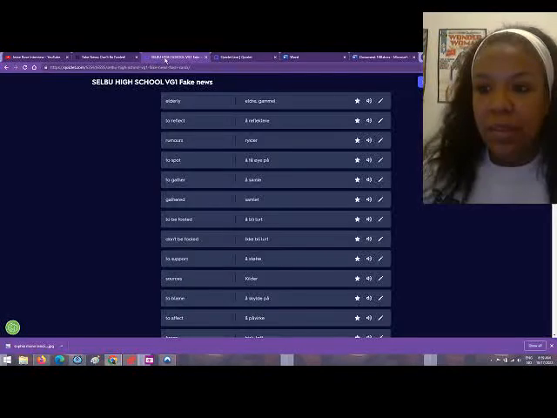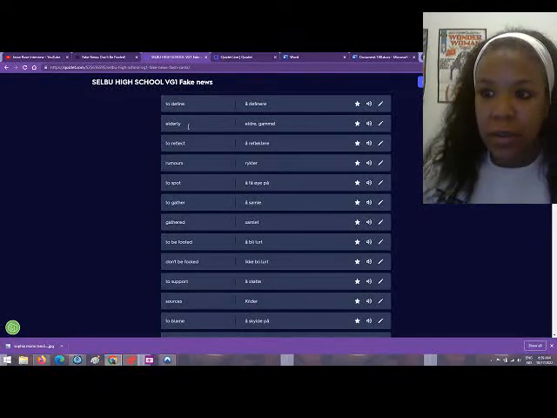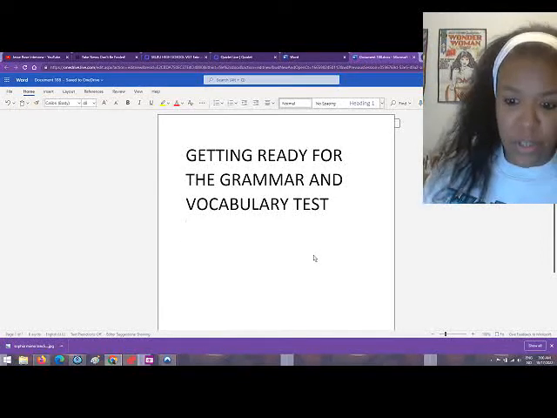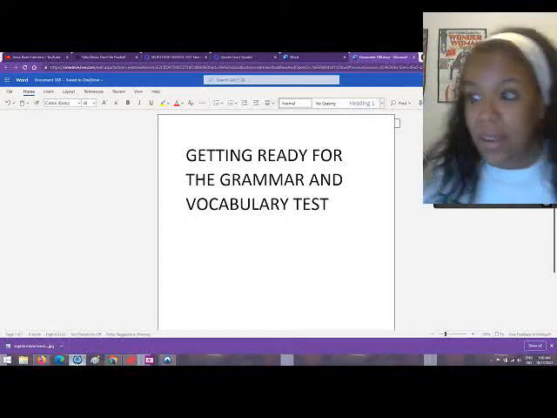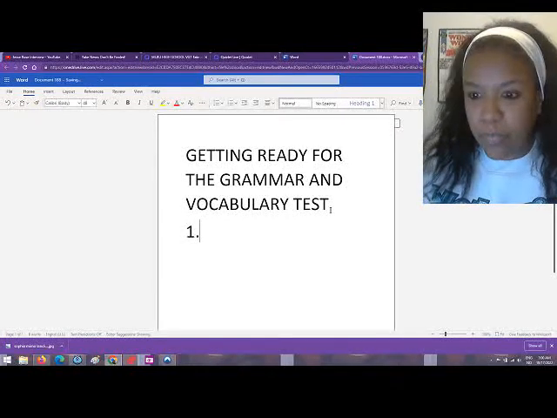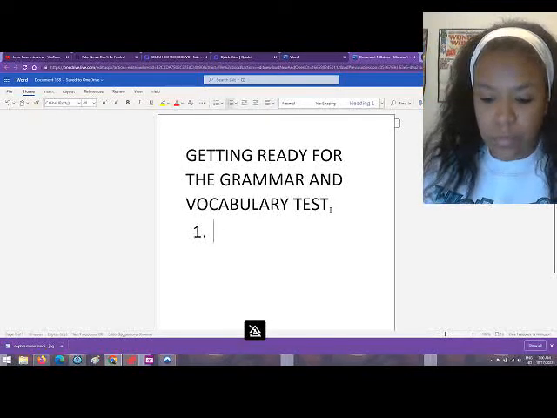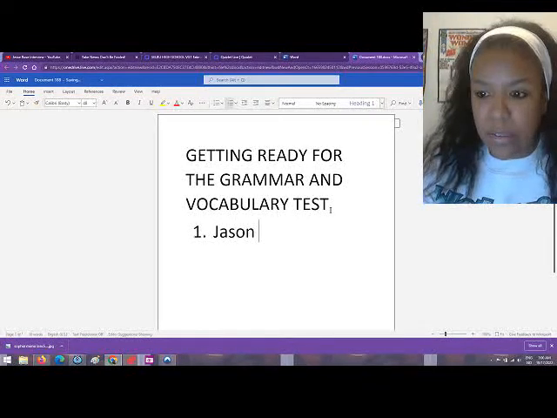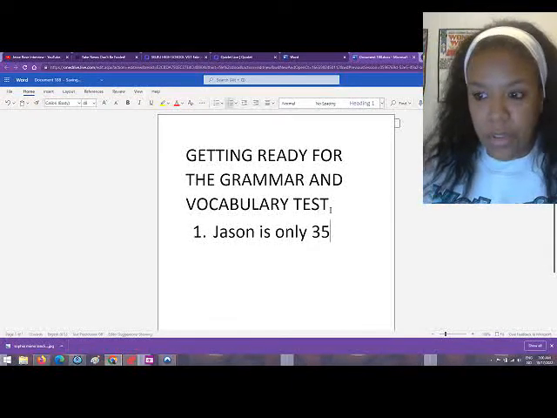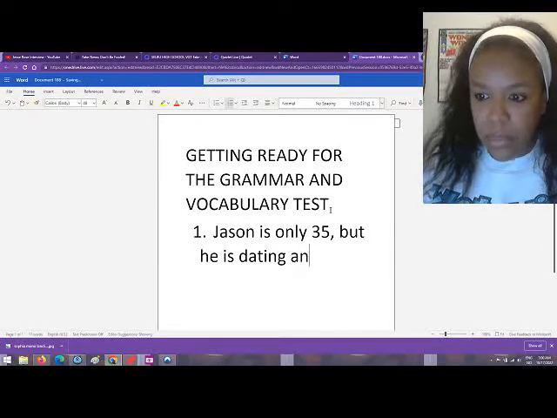So let's take a look at some of the examples. Let us take, for example, the word elderly. I'm not going to ask you, what does elderly mean in our region? That's not how it's going to be presented to you on the test. It's going to be something like this. I'll give you an example. Jason is only 35, but he's dating Anne.